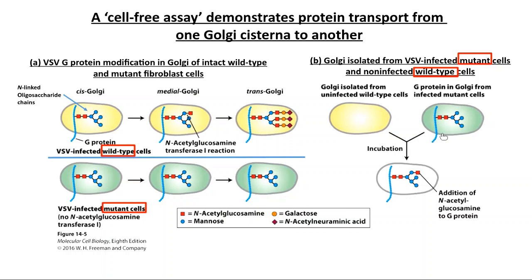Remember the nature of the vesicle changes. So now it becomes wild type since we have now the presence of this N-acetyl glucosamine transferase 1 in this new cell. And now it should be able to add this particular unit, N-acetyl glucosamine, to G protein. And then it should be able to go to the next trans Golgi network to get processed.